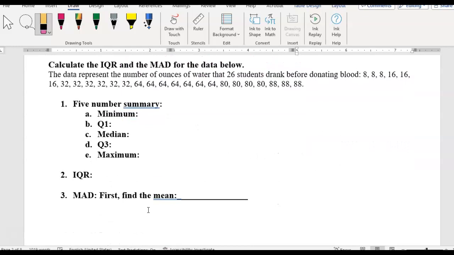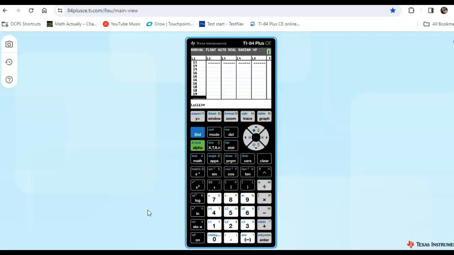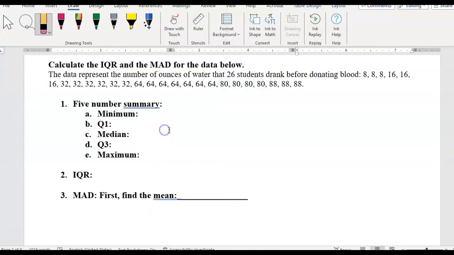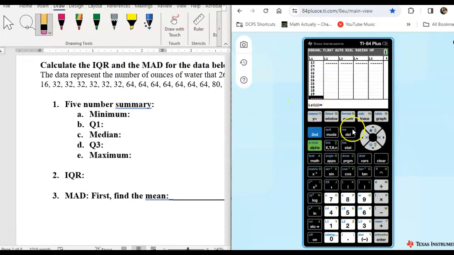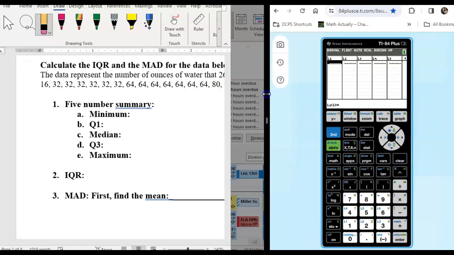All right, calculate the IQR and the MAD for the data below. So we have quite a lot of data here, so I'm going to recommend that you use the calculator. Let's set up my calculator. I left my data in here on purpose because I want to show you that if you want to erase your data, you go up to L1, press the clear button, and then press enter, and it'll clear out that entire list for you, which is ideal in this case.